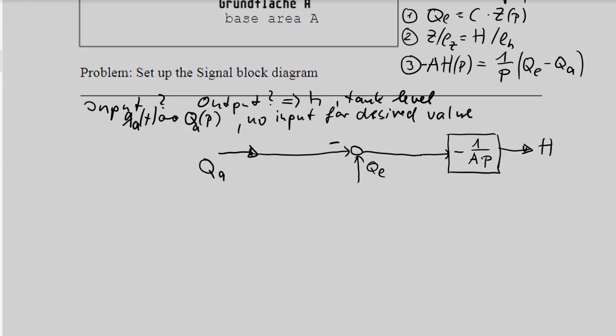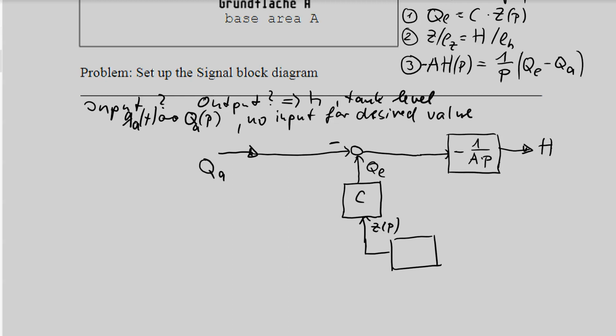So the first equation I used is the third equation in my list, and this is the drawing of this equation. Now we have an open input QE, so I need an equation where QE comes out. This is given here in equation 1, and I can at once draw this block. QE is the output, C is the valve constant, input is Z of p. And finally I have a second equation. I can put also this second equation and solve this equation with respect to Z.